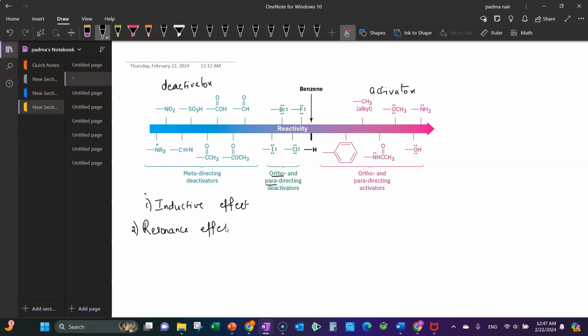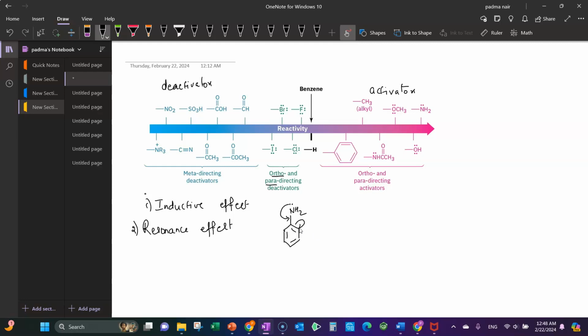Because groups can increase or decrease the electron density by both these factors. Okay, so for example, to illustrate this, if I have an NH2 group, which, if you look, is an activator or an ortho or para director.